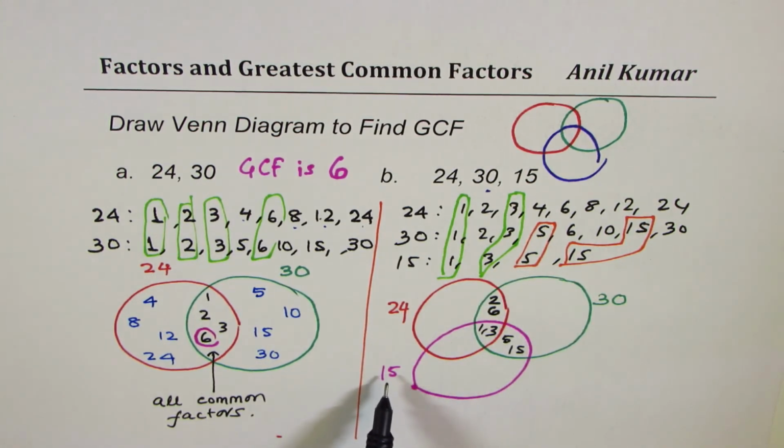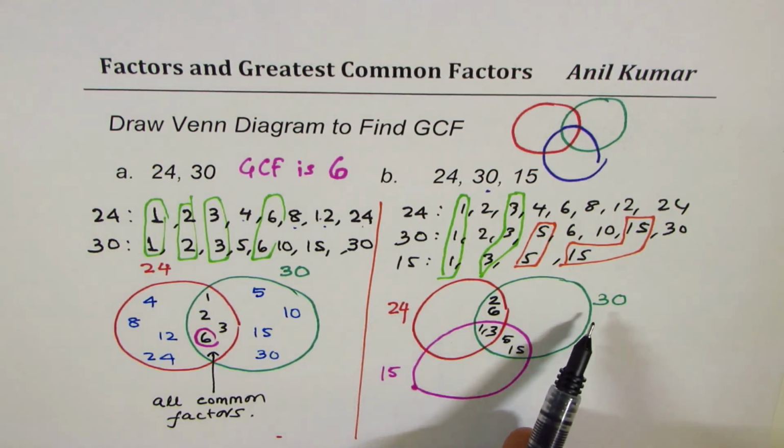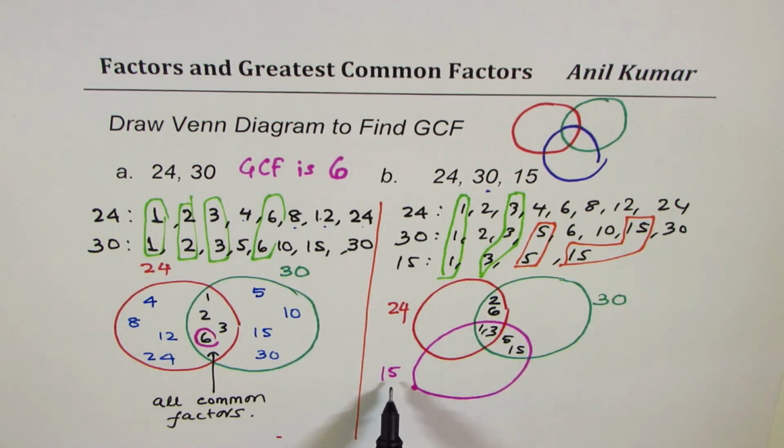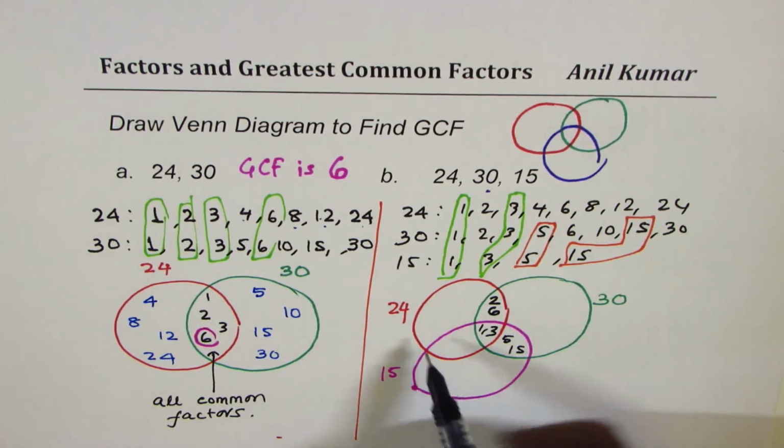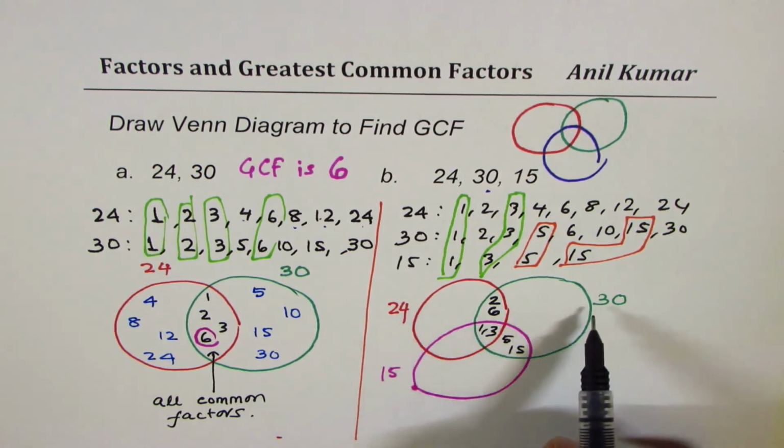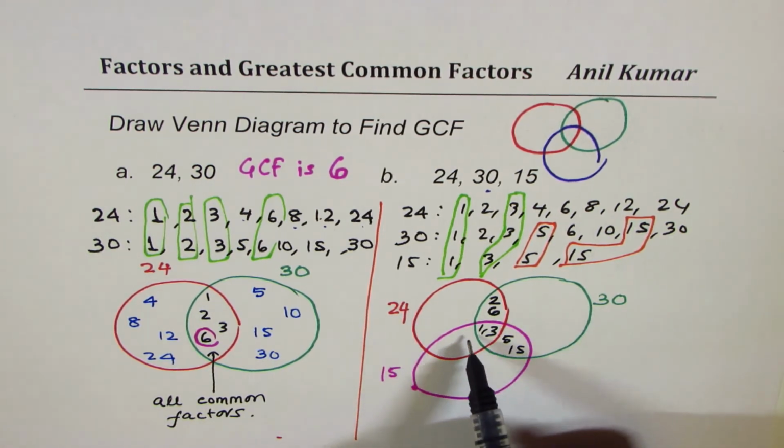So the factors of 15 are either common with 24 and 30 or just with 30. It makes sense. 15 times 2 is 30. So of course it has to be like that. Correct? Now, will there be a factor common between 15 and 24 but not with 30? None. So this is kind of empty.